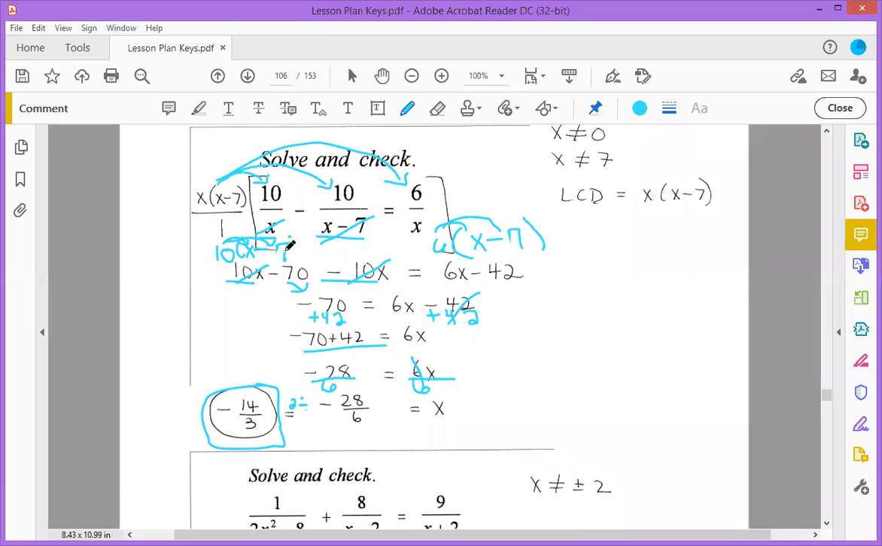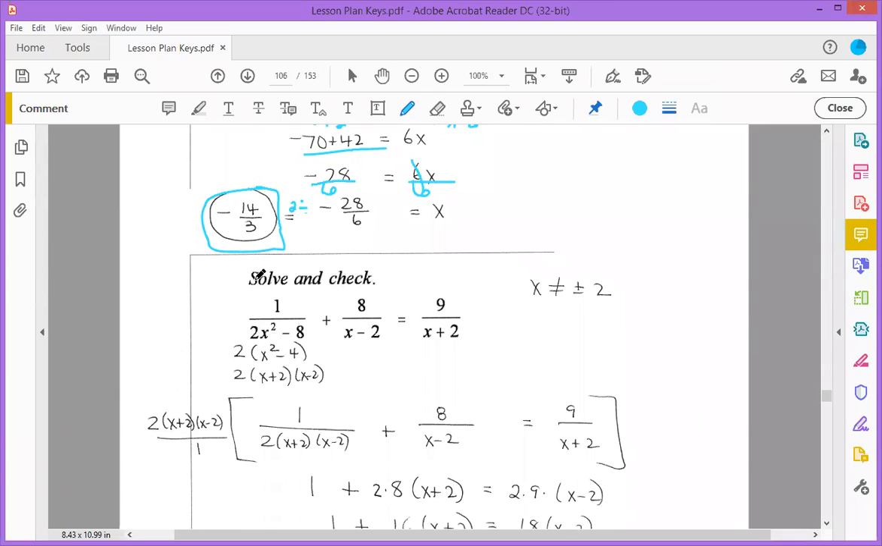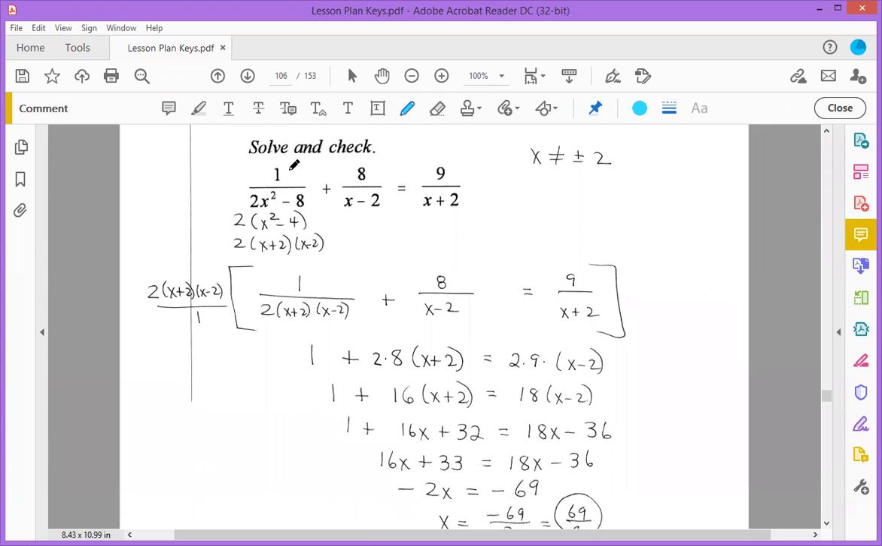All right, let's look at the next example. We have solve and check: 1 divided by 2x squared minus 8, and we factor the 2x squared minus 8 by taking out our 2. We can factor 2 from 2x squared, and we'll get x squared in parentheses. And 2 from 8, we'll get 4 in parentheses.